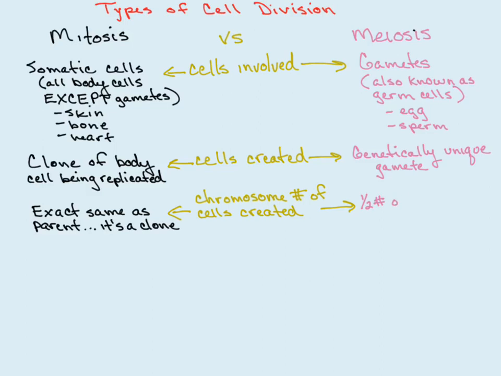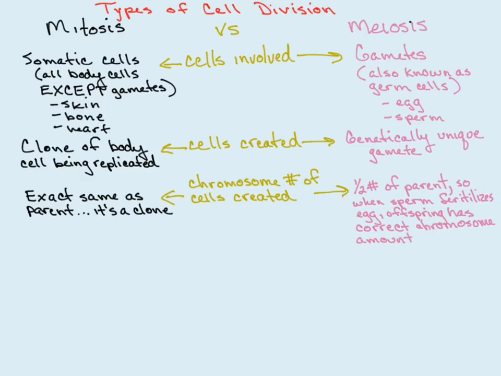Well, meiosis has to take that parent chromosome number and divide it in half. So when the sperm fertilizes the egg, you have the right number of chromosomes. So the whole process of meiosis is to reduce the chromosome number by half.